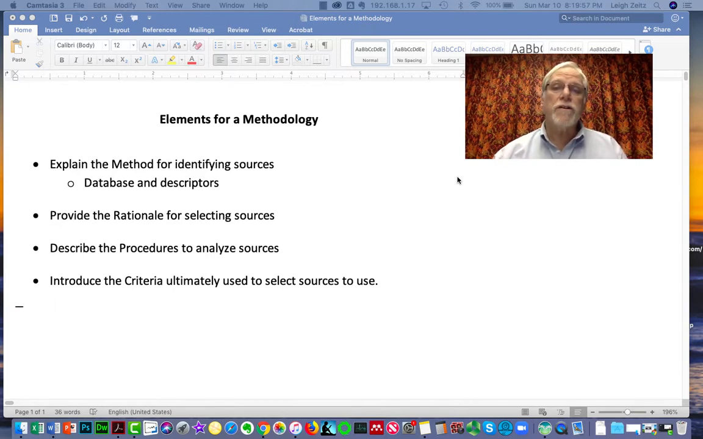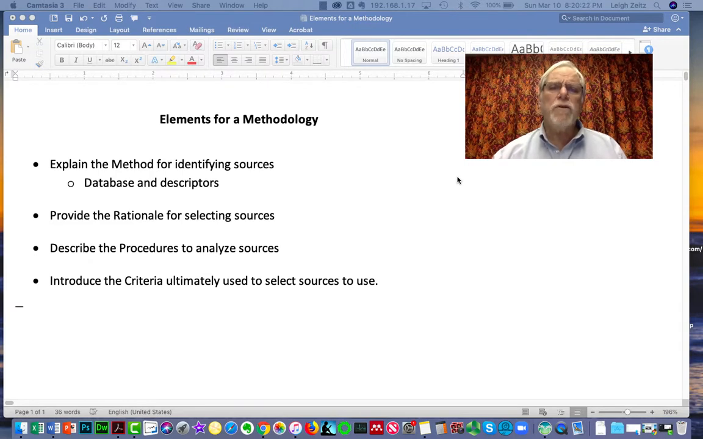We've got four areas. The first one is where you have to tell them about the tools you use and how you use them. This is where you explain the method that you use for identifying resources. In other words, you went out and you used databases. You might have used ERIC or Education Open. You have all these different resources that you use. So you tell them what it is, and then you tell them about what descriptors you used.